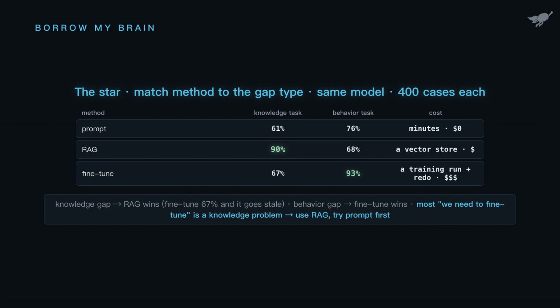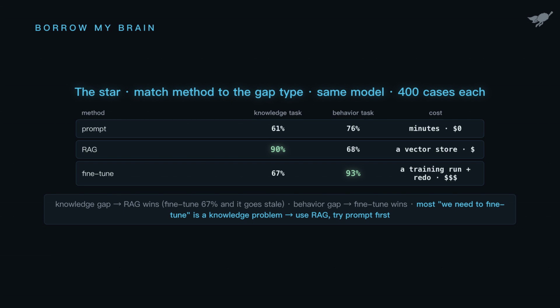Let me make it concrete. Your customer support bot doesn't know your company's refund policy for this month? That's a knowledge gap. You drop the policy doc into the retrieval store and it knows it on the spot. Next month, the policy changes, you just edit the doc. If you fine-tune the policy into the weights, next month you have to train the whole thing all over again. But flip it. You want every single reply to strictly follow your ticket JSON format, with the tone always in your brand's voice. That's a behavior gap. No matter how much prompting you write, it's hit or miss. And this is where fine-tuning actually belongs.